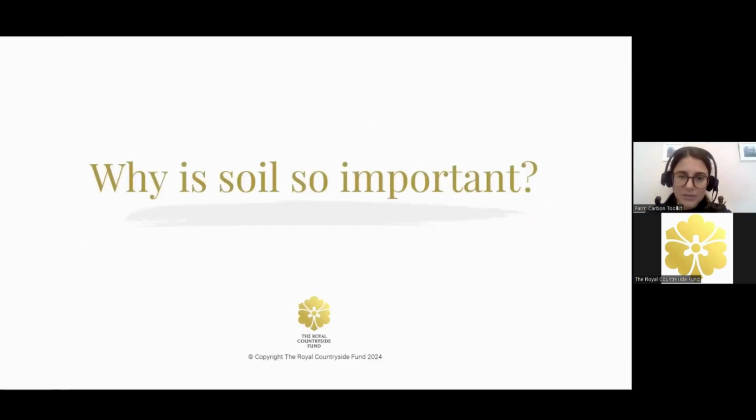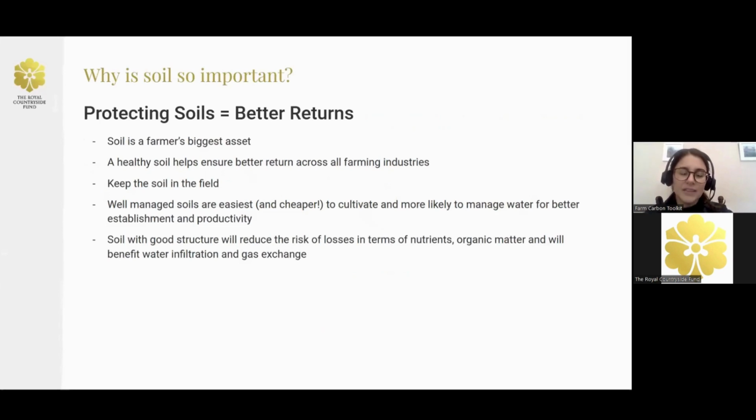So why is soil so important? There's a brilliant understanding that if we protect our soils and look after it, we're likely on farm to have better economic returns. It's often quite an overlooked asset on our farms, but soil is really, really critical to ensuring that we're going to have a brilliant economic return across whichever industry we're working in. So that means keeping it in the field, making sure that we're managing it in a way which is going to benefit our soil health.